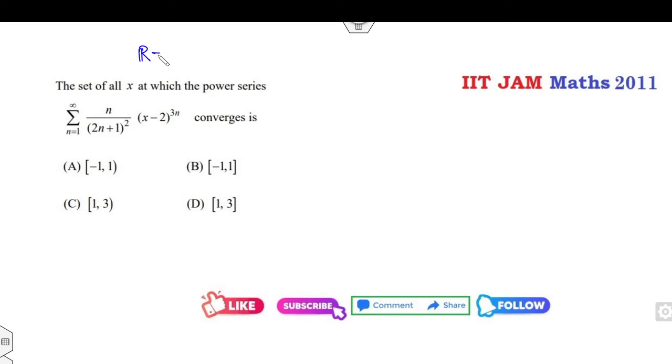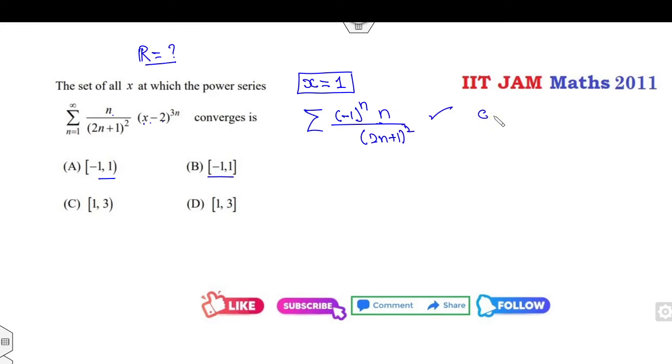Now, the set of all x for which the power series is convergent. The first method is to find the radius of convergence, and so on. Otherwise, I can check the endpoints. In this case, I can check whether x equal to 1 is convergent or not. If I substitute 1, it is (-1) raised to power 3n divided by (2n plus 1) whole squared. Clearly this is convergent by the Leibniz test, because it is a decreasing sequence that goes to 0 and is positive. So at x equal to 1 it is convergent. So saying it is an open interval is wrong.